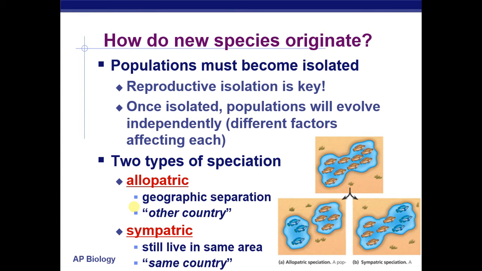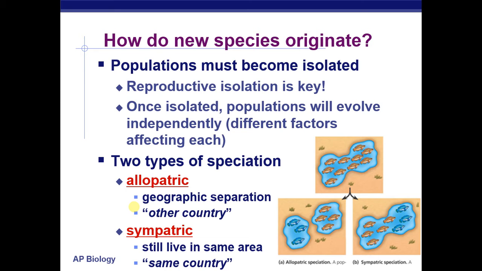So what we want to answer is how do new species originate? That is the whole goal of what's called speciation. The main idea is that populations must become isolated, not necessarily physically, but reproductive isolation is key. That means that if you have two groups of organisms of the same species, for prolonged periods of time something is preventing them from being able to reproduce with one another, so that genetic changes in each of the populations can accumulate over time and lead to the evolution of different species. So once isolated, populations will evolve independently because there are different factors affecting both of them.